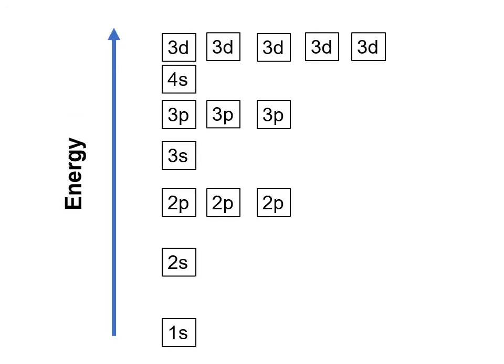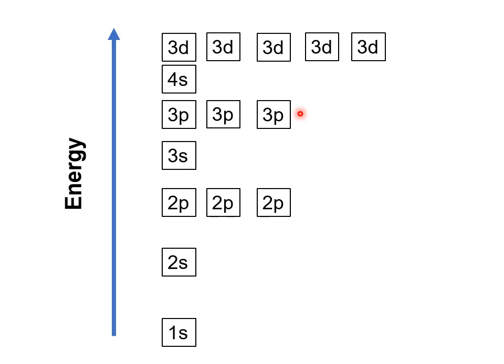So here is the order of some of the energy levels. The 1s has the lowest energy, followed by the 2s. The three 2p's that we have, 2px, 2py, and 2pz, are what we call degenerate. They have the same energy. Then comes the 3s, followed by the 3p's.